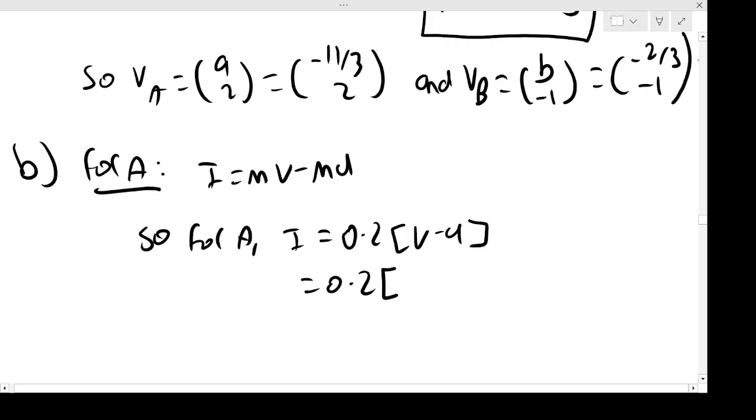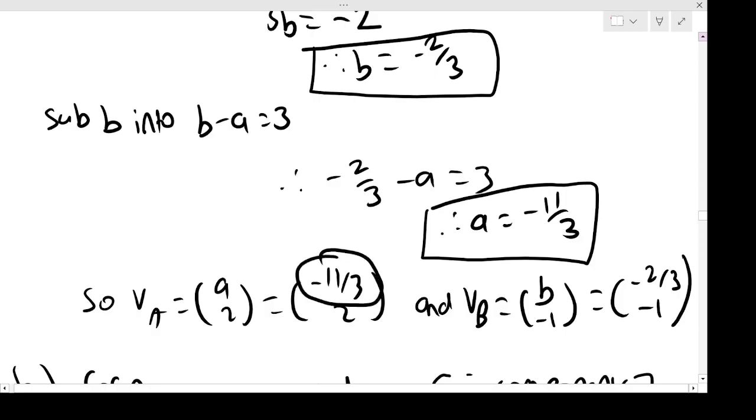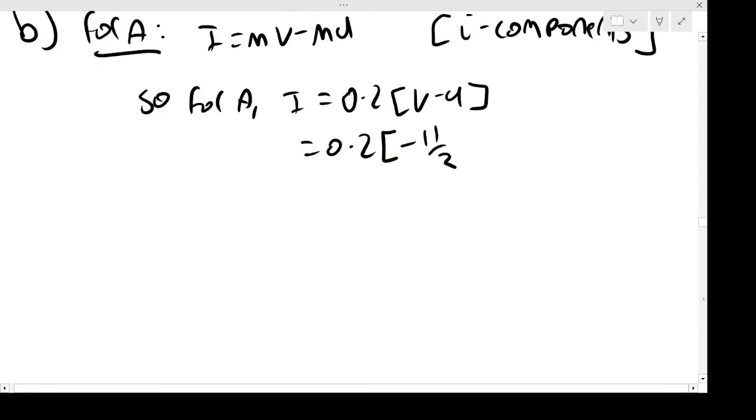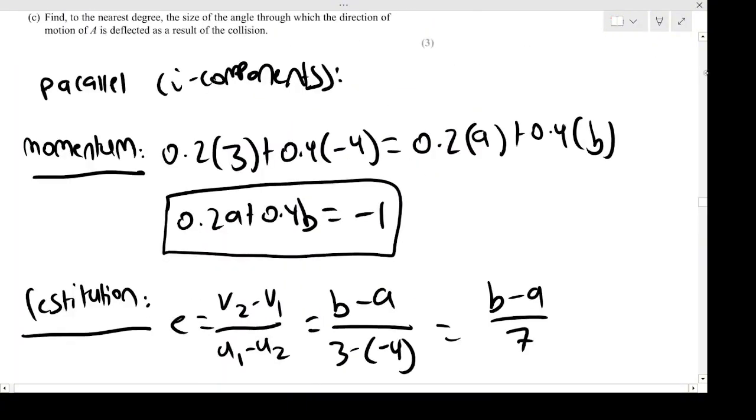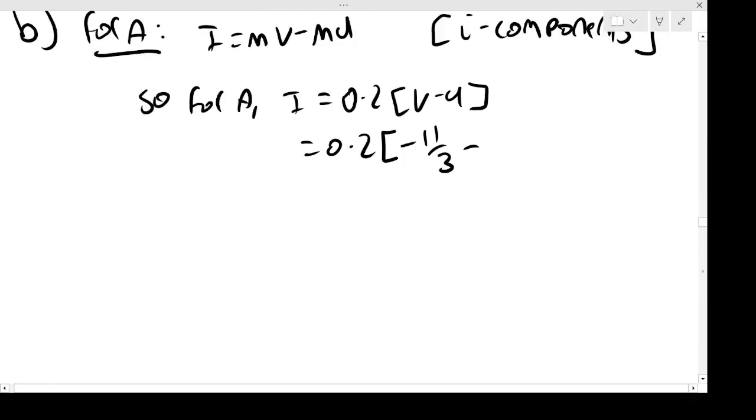So again, this is going to be for the I components because that's where the impulse acts parallel, and we're parallel to I. So we're just going to consider the I components. So what's the I component at the end? Okay, so for A, at the end, my I component is -11 over 3. Take away the initial I component U, which you can see here for UA is 3. Okay. So this simplifies to -4/3. Okay.